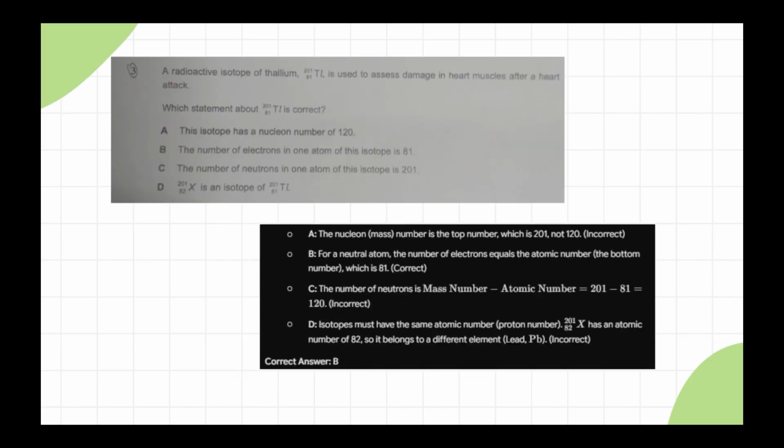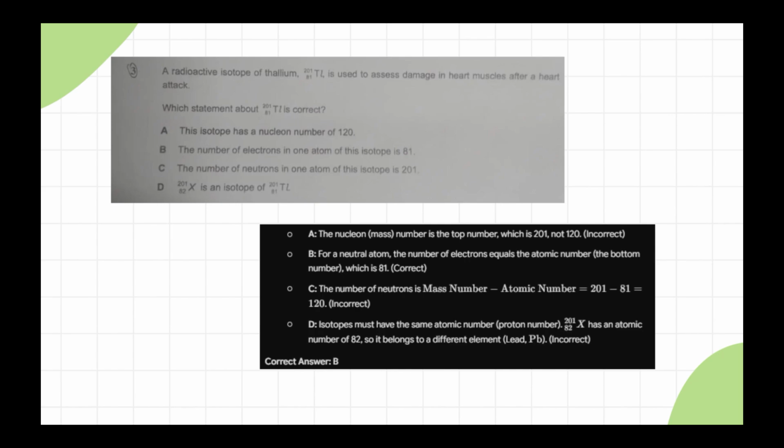Next, a radioactive isotope of thallium is used to assess damage in the muscles after a heart attack. Which statement about thallium is correct? So we have to examine the answers to find the correct statement. We start from A. This isotope has a nucleon number of 120. The nucleon or mass number is the top number, which is 201, not 120. So choice A is incorrect.